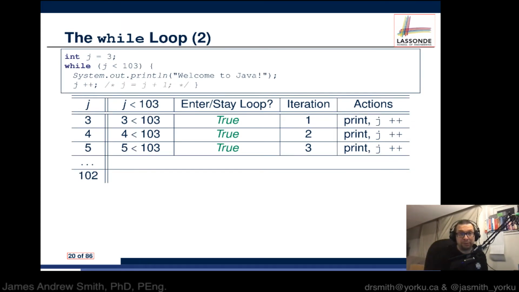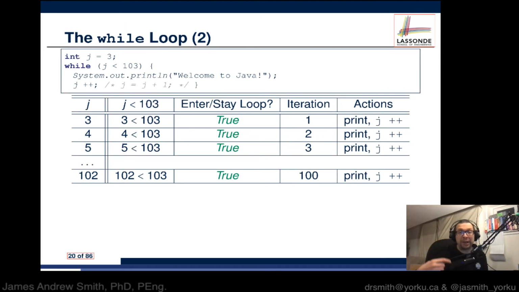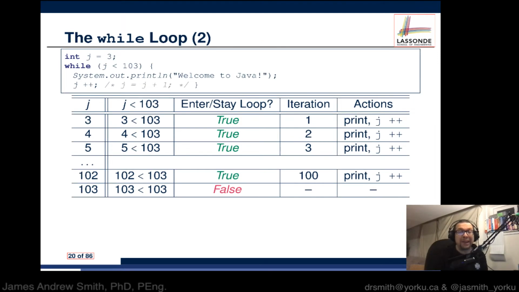Okay, we get to 102. All right, 102 is less than 103. We stay within the loop because we have a stay condition of true. This is the 100th iteration, so we've gone through the loop now 100 times. We have to execute the statements inside of this 100th time through the loop. So we print to the screen and we increment j. Now, j is 103. 103 is not less than 103. So the condition to enter the loop is false. We are no longer going to do anything within the body. We skip the body, we exit, okay?